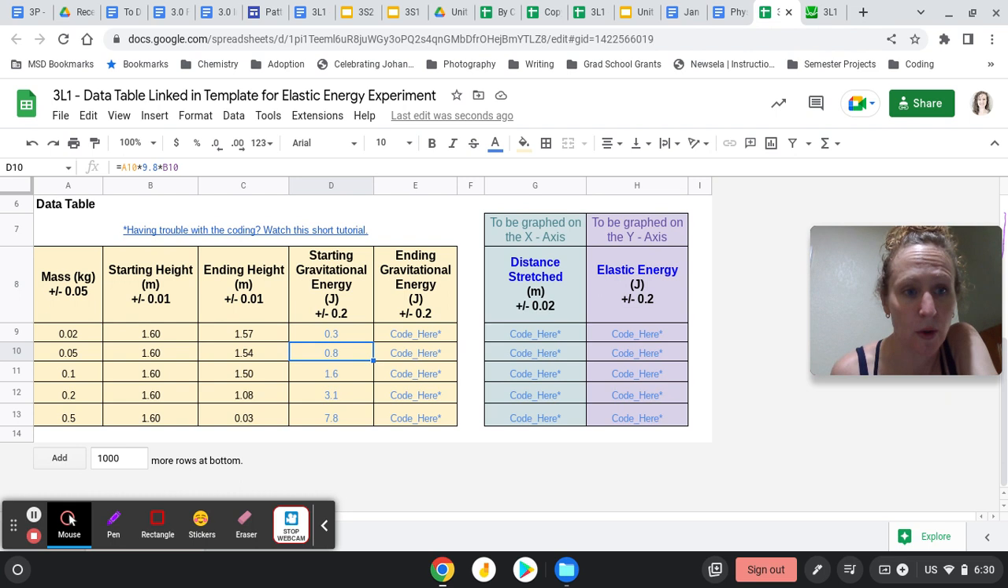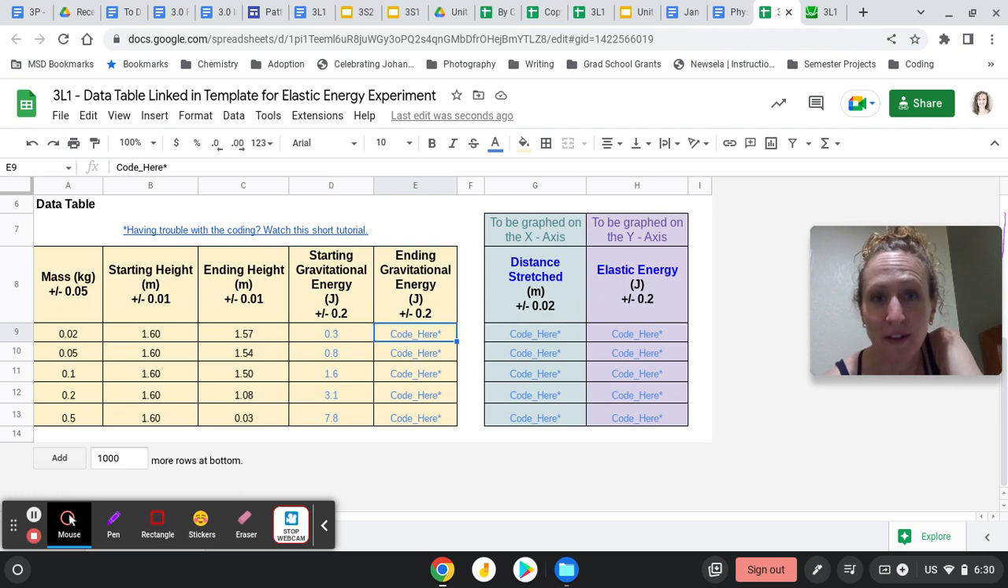row. So A10 is the mass, B10 is the height. We click down and it has selected the mass and height from that row. So it's just a little shortcut to allow you not to type in the code 5 times, but to type it in once and then click and drag it.